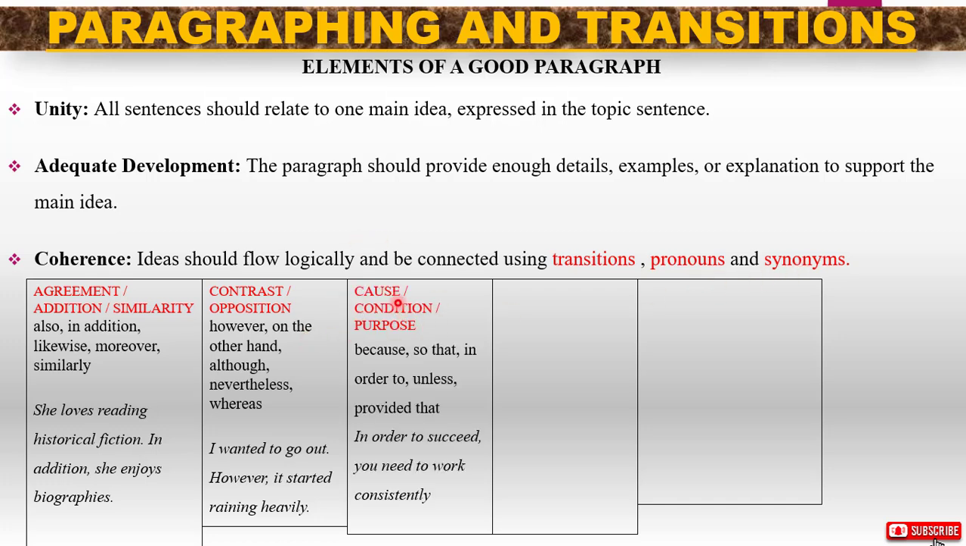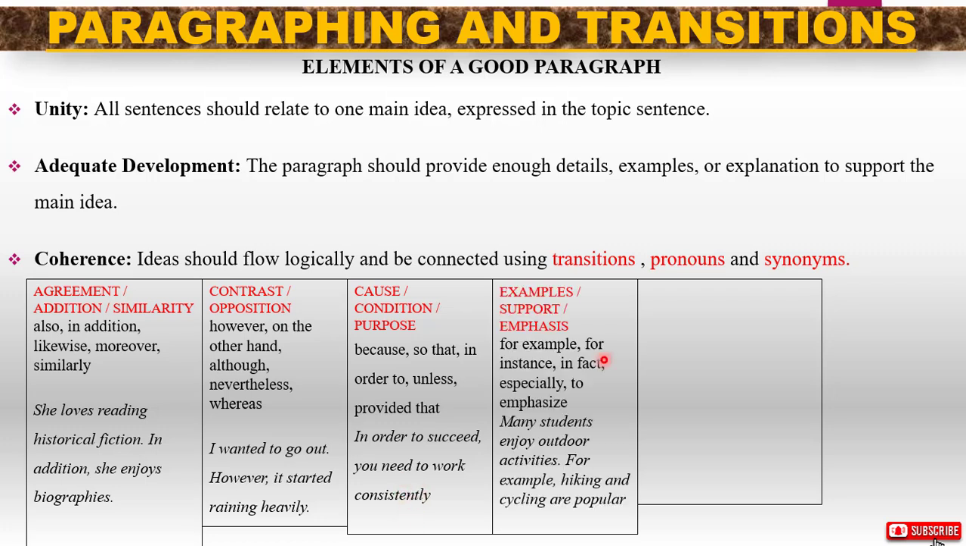We have transitions that show cause, condition, or purpose. For example, because, so that, in order to, and many more. For example, in order to succeed, you need to work consistently. Why do you need to work consistently? This is giving a purpose why you should work consistently. So it has linked this part of the sentence to this part of the sentence.